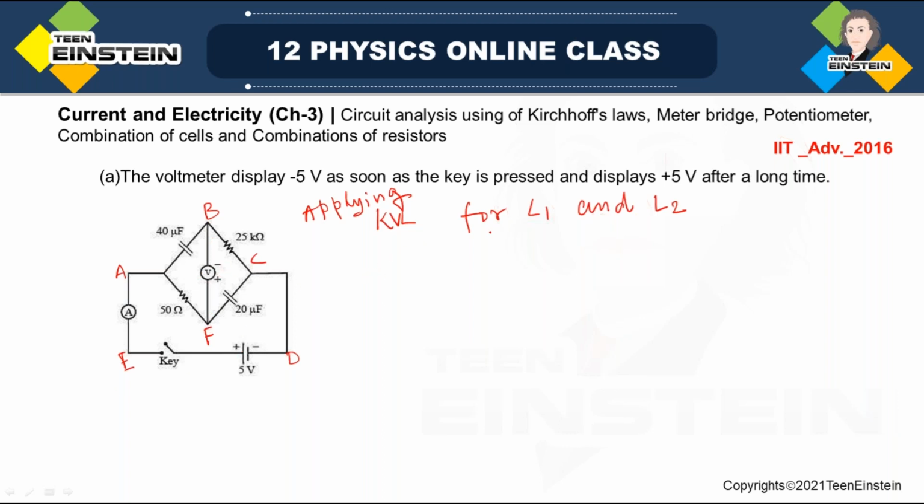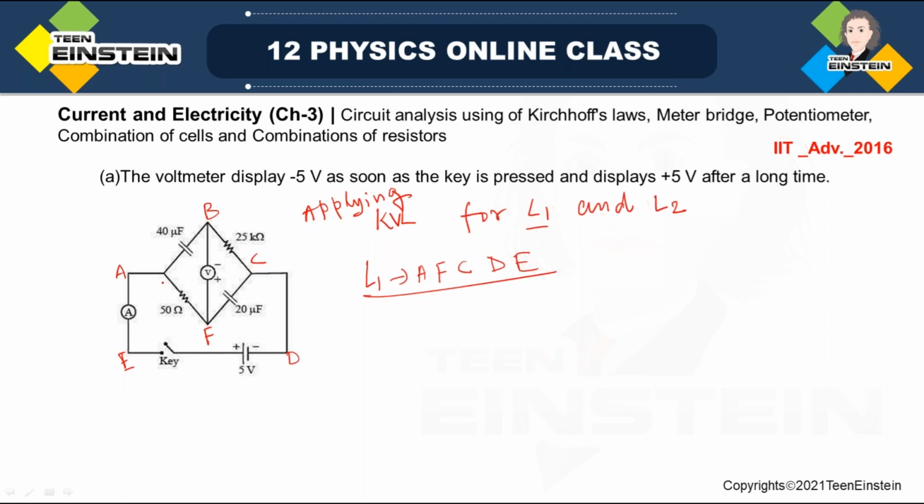So look, the L1 I have chosen, suppose A, F, C, D, E. This is loop L1. We'll apply KVL for that. So if we apply KVL for this particular path, A, F, C, D, E, what we can say here, see, first of all, there will be no charge in this. So it will act as a conducting path. So no need to worry about it, right? This capacitor, we will not worry about at all.